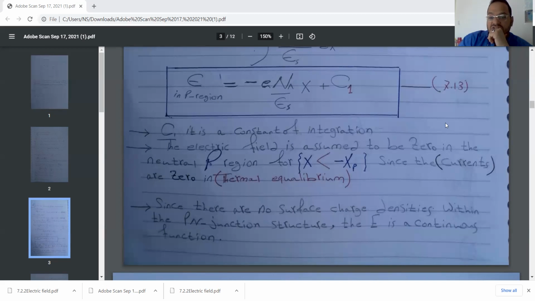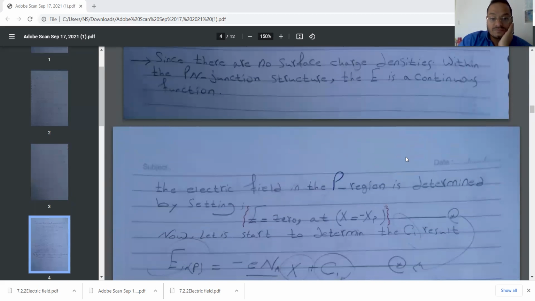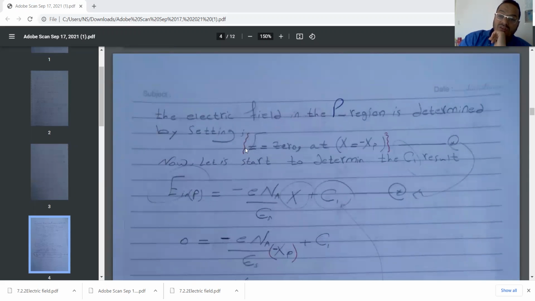Since there are no surface charge densities within the p-n junction structure, the electric field is a continuous function. That's important: the electric field is continuous because we don't have any surface charge densities within the p-n junction structure. Here, the electric field in the p region is determined, like I said before, by the neutral region. That means the electric field equals 0.